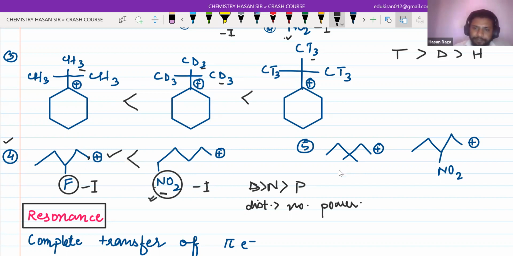And here, like this, number and power. You can see 2 chlorine will be having more power than 1 NO2. That's why this will be the stability order.